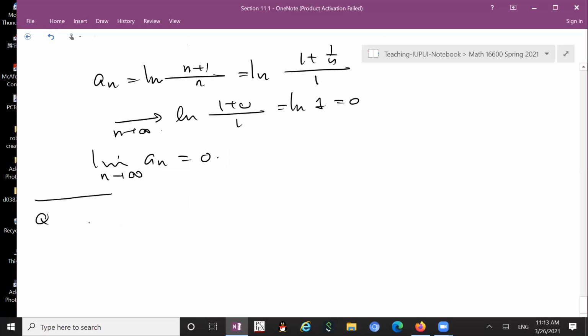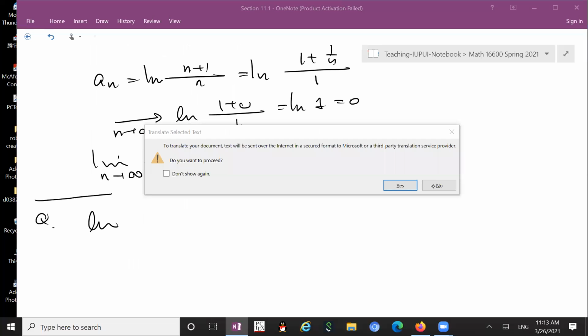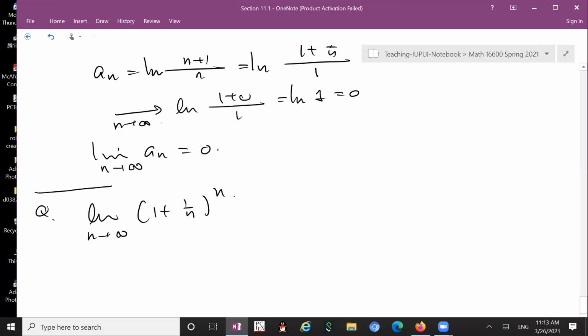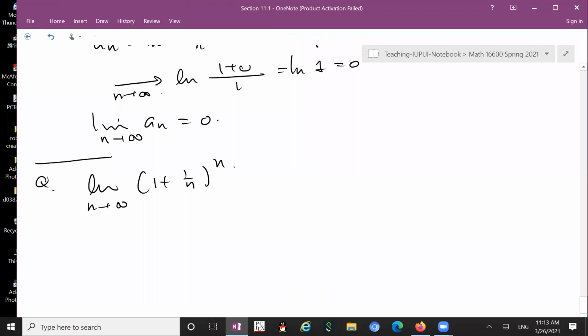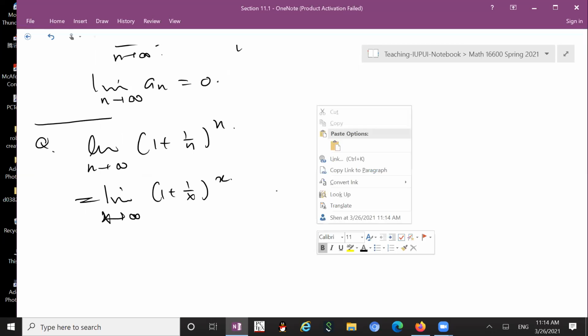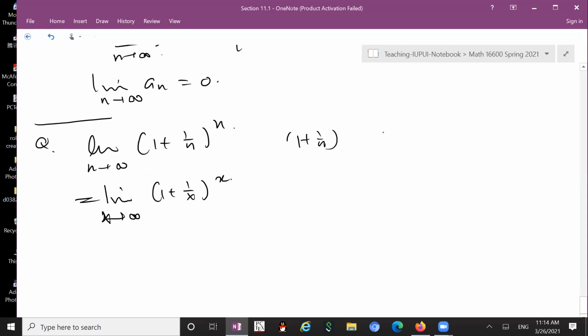Okay, I'm going to try to find this limit: 1 plus 1 over n to the power n. But this should be equal to the limit as x approaches infinity of 1 plus 1 over x to the power x, right? Because this sequence is f of n, where f of x is 1 plus 1 over x to the power x.